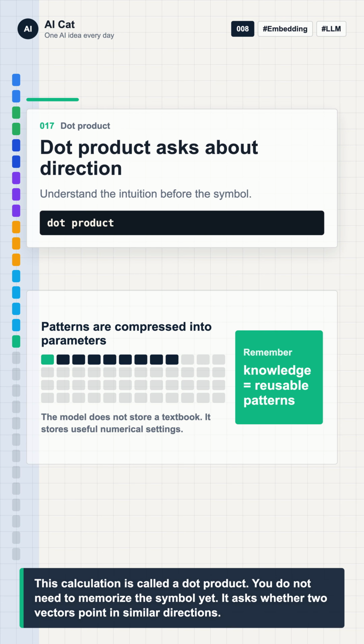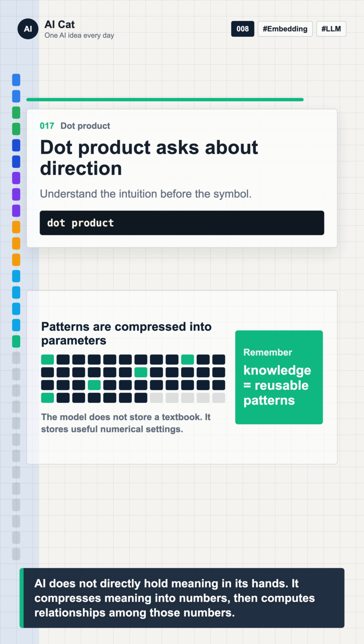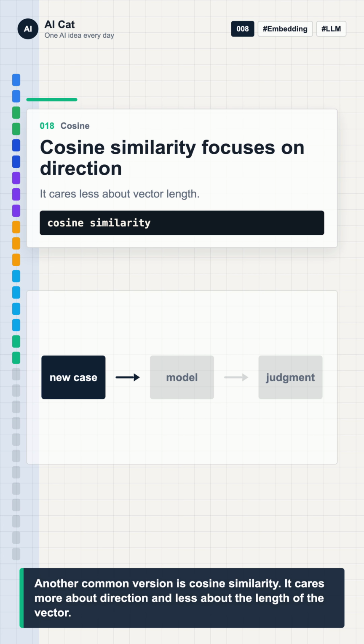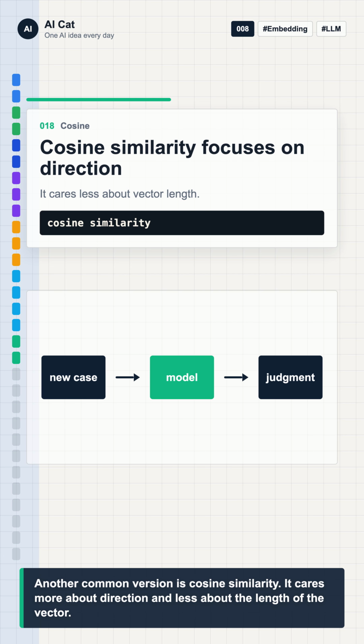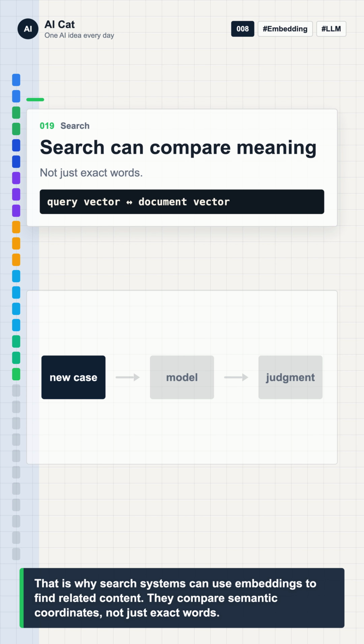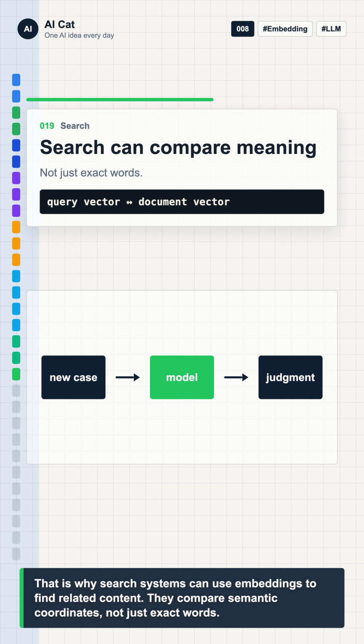This calculation is called a dot product. You do not need to memorize the symbol yet. It asks whether two vectors point in similar directions. Another common version is cosine similarity. It cares more about direction and less about the length of the vector. That is why search systems can use embeddings to find related content. Compare semantic coordinates, not just exact words.